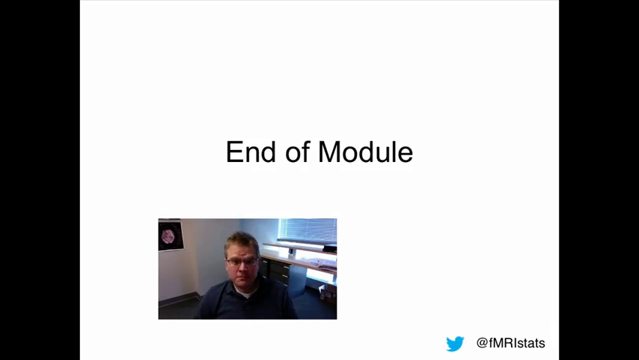Okay, so that's the end of this module, which is the first of 2 pre-processing modules. Here we'll discuss things like visualizing your data, performing slice time correction, motion correction, and co-registration. In the next module, we'll talk about normalization and also a little bit about spatial smoothing. Okay, I'll see you then.